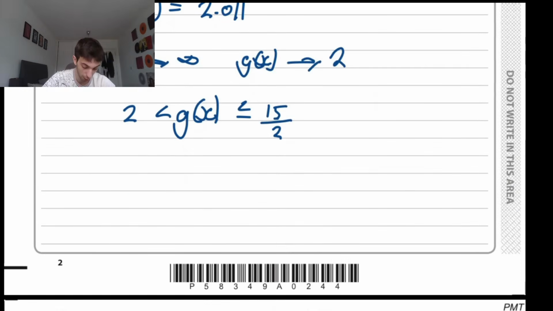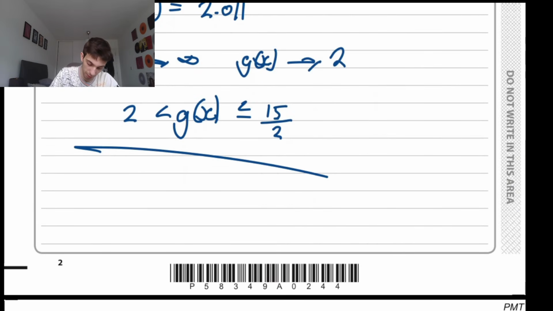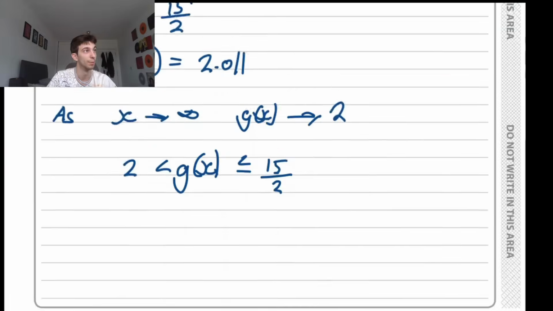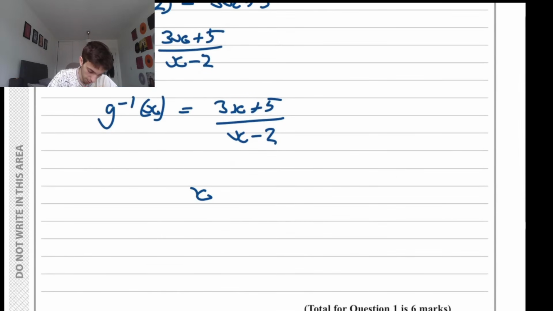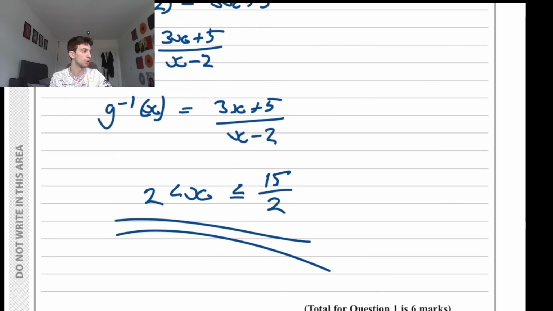We found the range in the previous part, part B, so that will simply be the domain of our inverse function. So we're going to have that x must be larger than 2 and less than or equal to 15 over 2. That's your final answer to question 1.